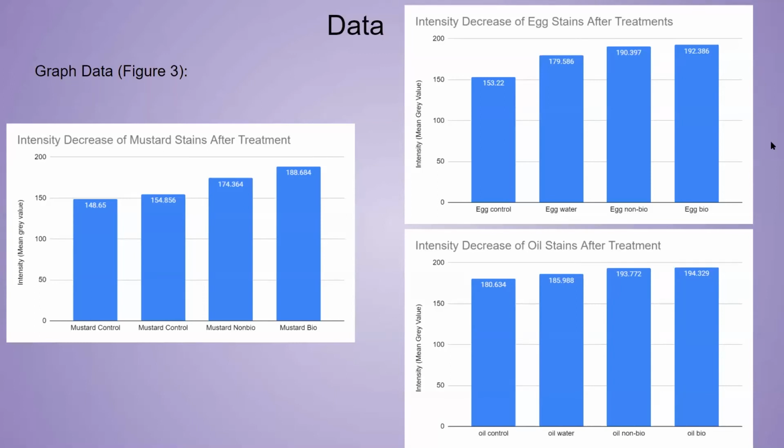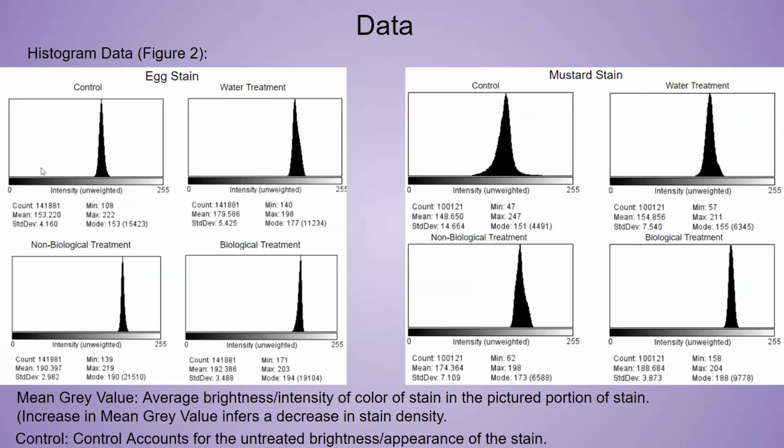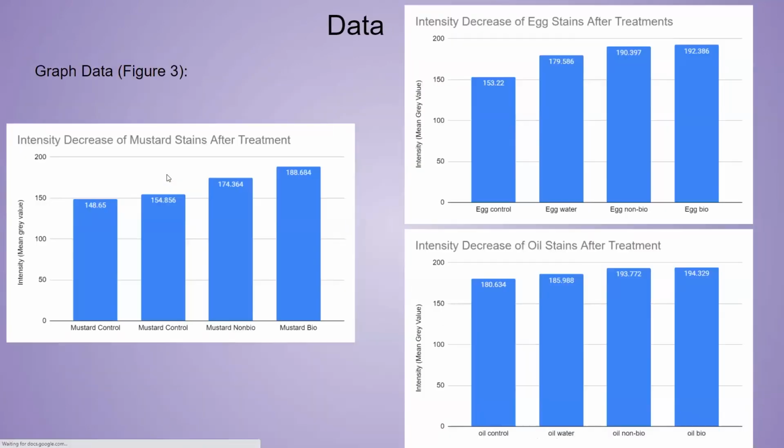In this figure 3, once again, we can see there's an upward trend in all of them. Specifically with egg stains, we see a smaller difference between non-biological and biological, as well as with oil stains, whereas this is the smallest. But in mustard stains, we see a distinct increase. Additionally, the actual y-axis, which is the range and intensity mean gray value, goes all the way from 0 to 255, which relates to the range in mean gray value in an 8-bit image. If we go back, we can see that once again in the histograms.